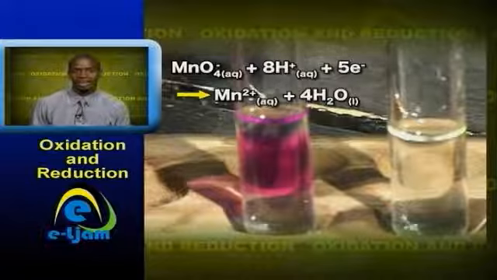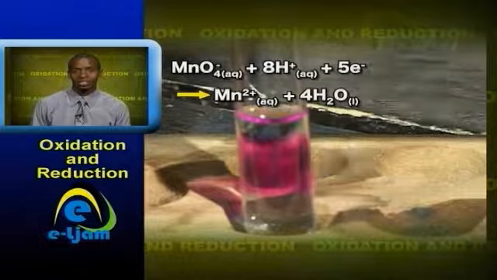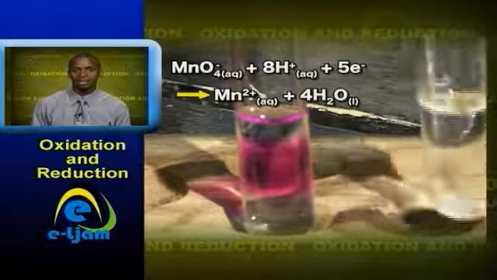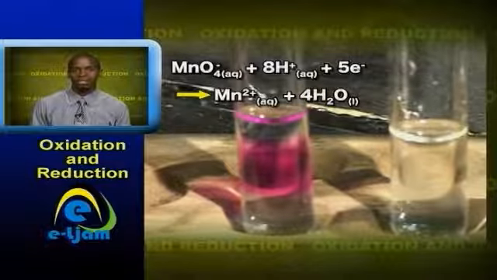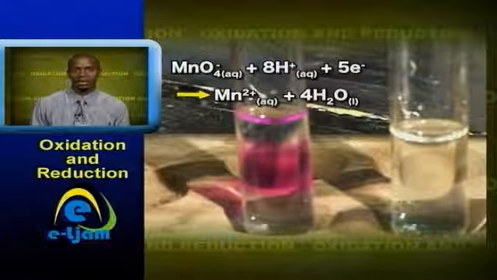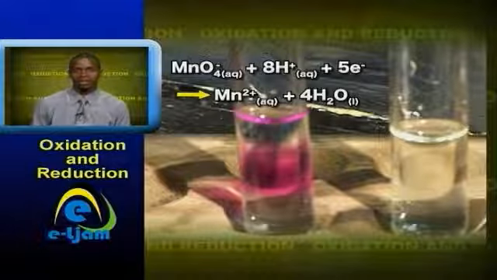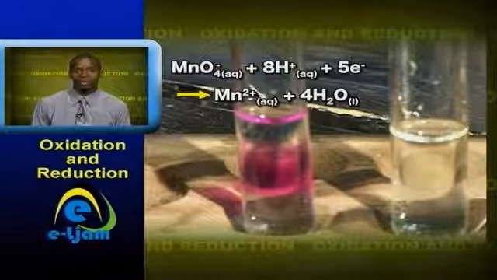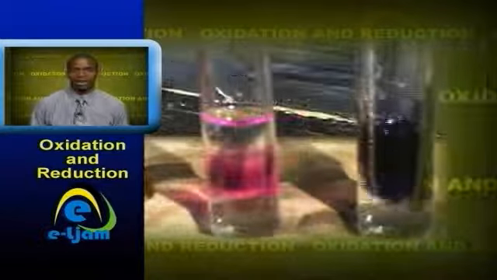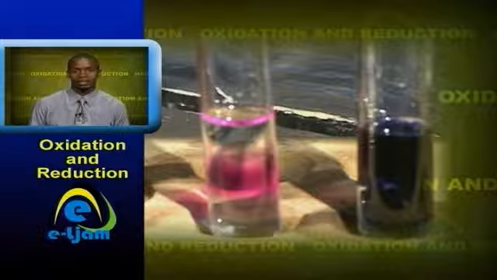A high concentration of hydrogen ions is required to drive the reaction to completion, otherwise a brown precipitate of manganese dioxide will result instead of the pale pink manganese 2+. The manganese 2+ ion presents as colorless in low concentrations. B. Acidified potassium dichromate.